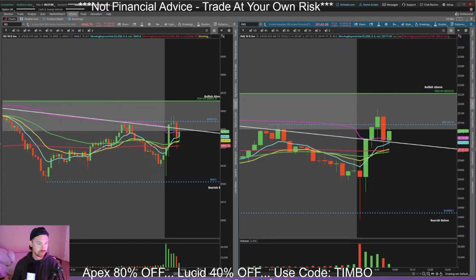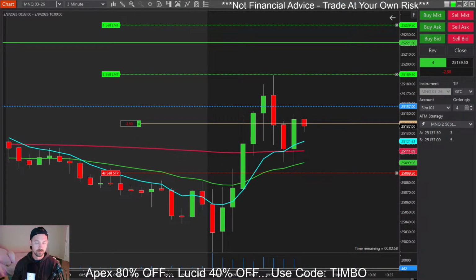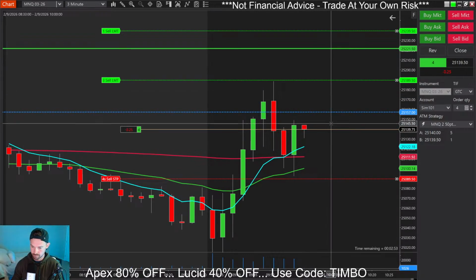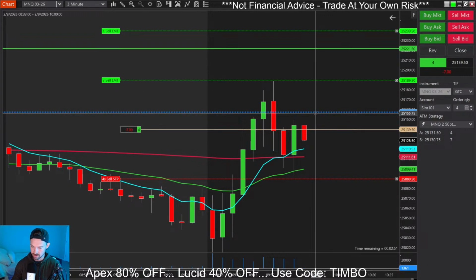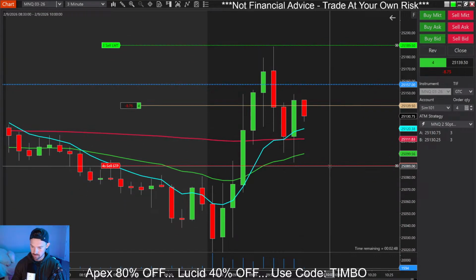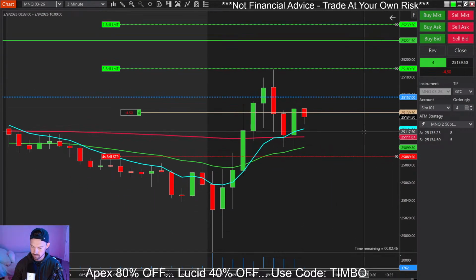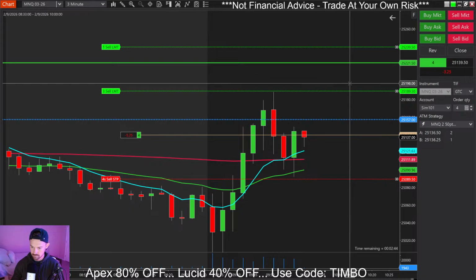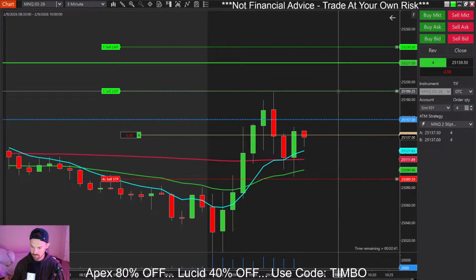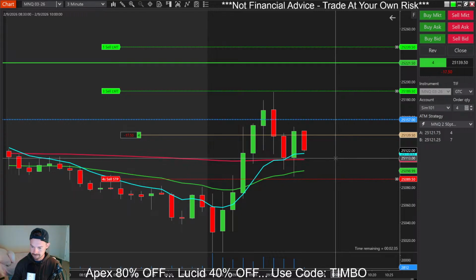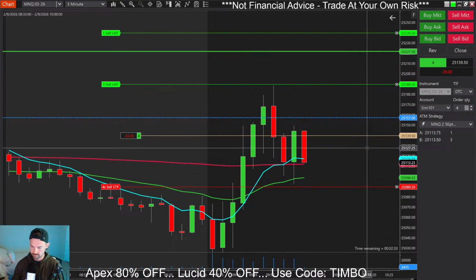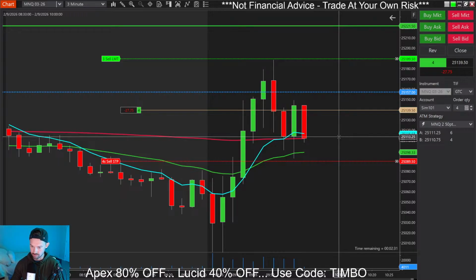The 3-minute chart's looking pretty good. See if this green candle can get a push back up. Get back over this 155 area. Or another fake out. 14.